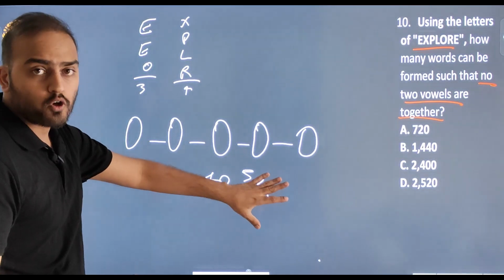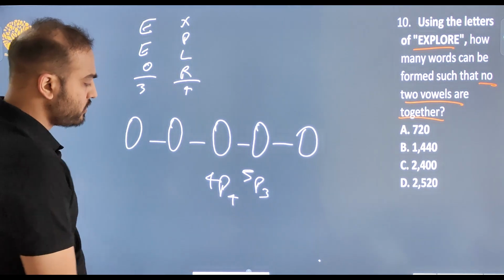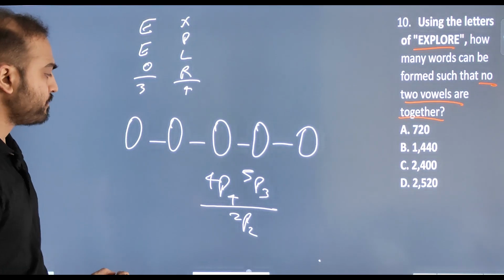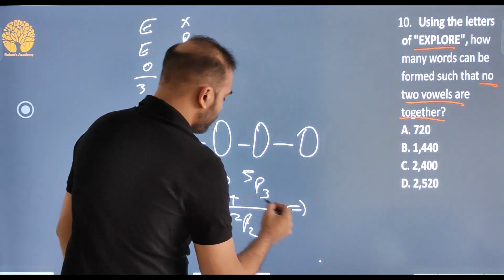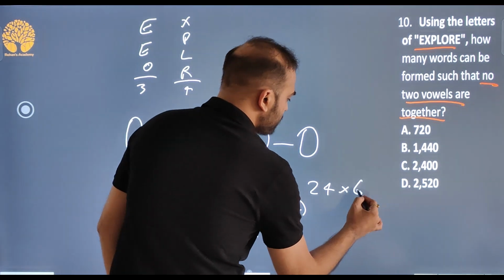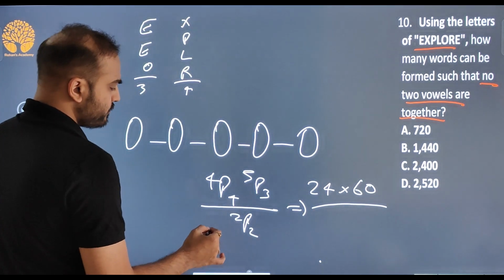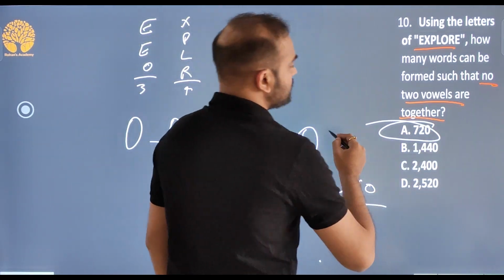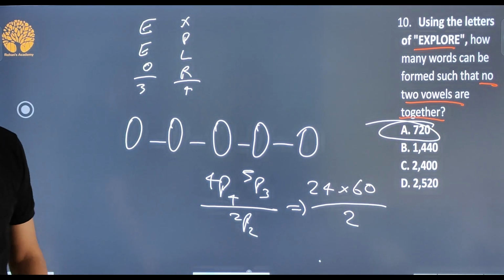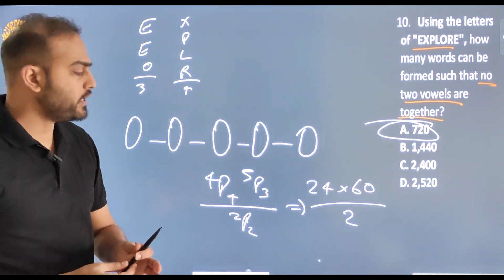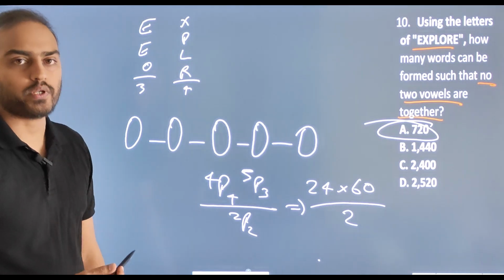Now remember, E and E are the same, so there is redundancy. We have solved everything normally by assuming everything different. In the end, I divide by the redundancy. Right. If you solve that, 4P4 is 24, which is 4 factorial. 5P3 is 60. 2P2 is 2, which is 2 factorial. So that's 720. Okay. Remember, whenever redundancy happens, solve the question normally, then divide by the redundant factorial.